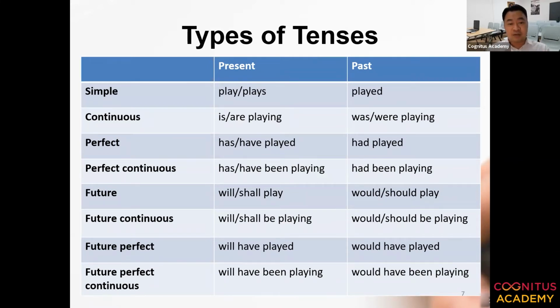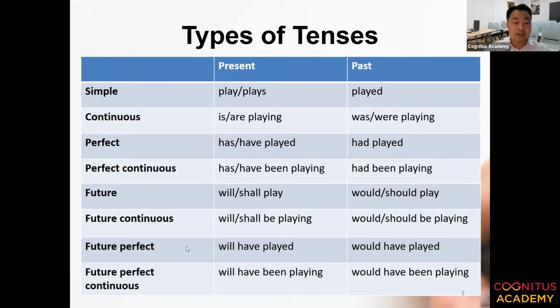So these are the kind of tenses that a child is usually exposed to. They get to use present tense, past tense often. They also get to use continuous tense, perfect tenses, perfect continuous, has or had been playing, future tense, future continuous, future perfect.